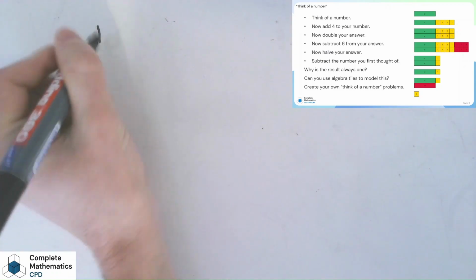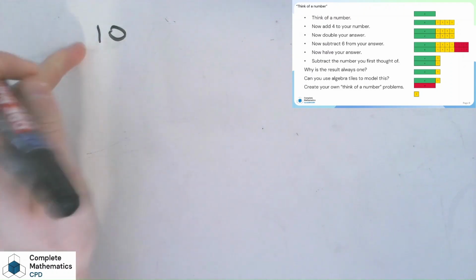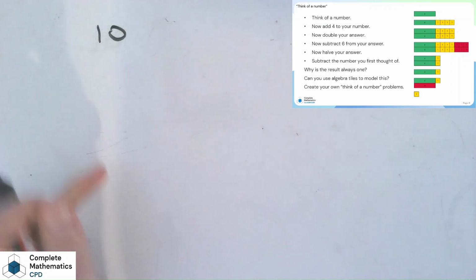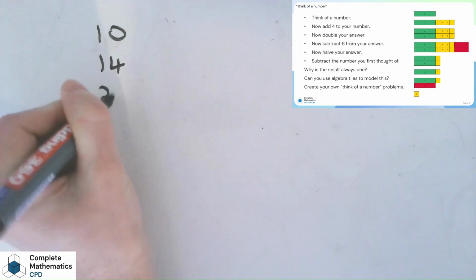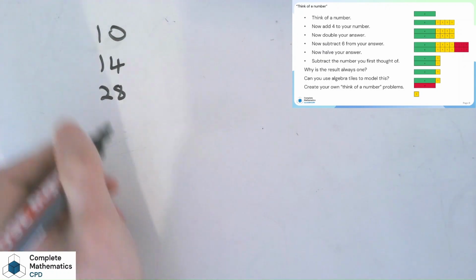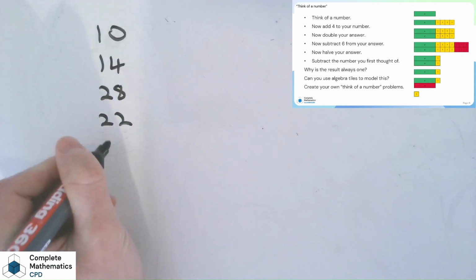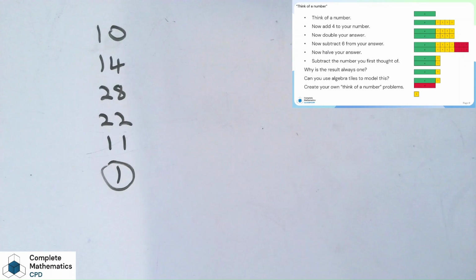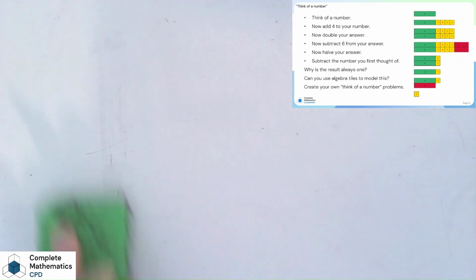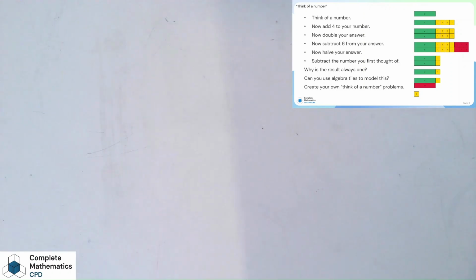So say we all start with 10 and work through this just to make sure that pupils can follow every single step. So think of a number, add 4 to it, double your answer, it's going to give you 28. Subtract 6, 22, halve your answer, 11, and then subtract the 10 that you started with, gives you that answer of 1. So you've got to make sure, this is like the prerequisites if you like, you've got to make sure that pupils can get to this answer of 1 using numbers. And then we introduce the algebra tiles.